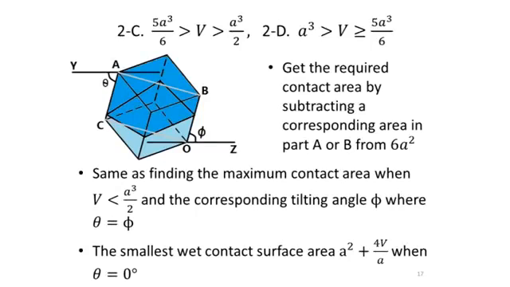For part 2c and d, the volume of water is larger than a cubed over 2. Note that in this case, the wet area is 6a squared minus the dry area, which has already been studied in part 2a and b. By subtracting the largest possible dry area from 6a squared, we know that for both cases, the smallest contact area is a squared plus 4v over a when theta equals to 0 degree.